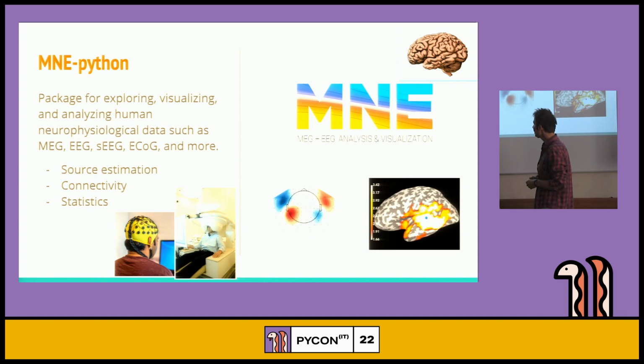There's fMRI, but here I will present EEG, which is this kind of swimming cap that measures the electrical activity of the brain, and also the MEG device. It looks a little bit different, but basically the idea is the same, with the little difference that we measure the magnetic activity of the brain.